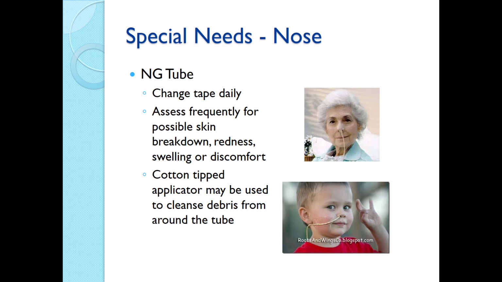A special consideration here, NG tubes, which means nasogastric tube. So this is a tube that obviously you can see in the pictures here extends from the nose and goes all the way down, finds its way down into the stomach. And the tape on that, you can kind of see here in the picture, there's going to be some kind of tape securing that, either to the bridge of the nose, or for the child here, you can see it taped to the cheek. But that tape needs to definitely be changed on a daily basis because you don't want to cause any skin breakdown underneath that.